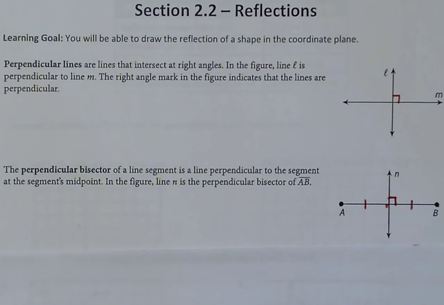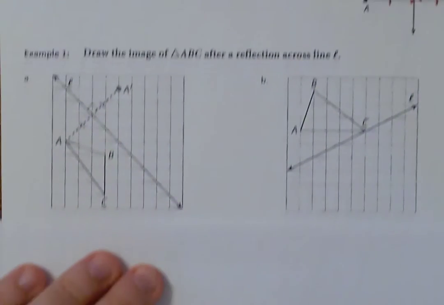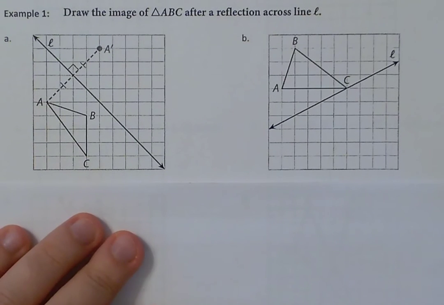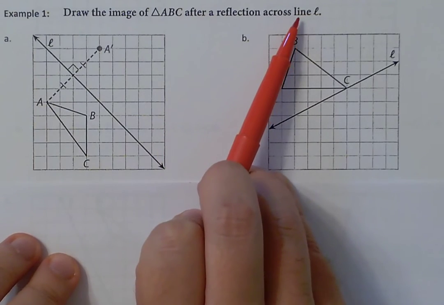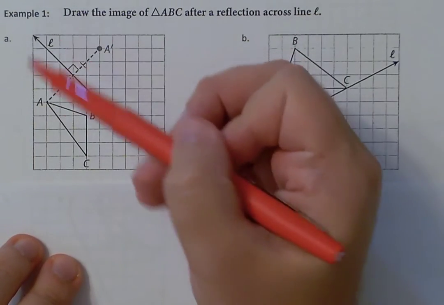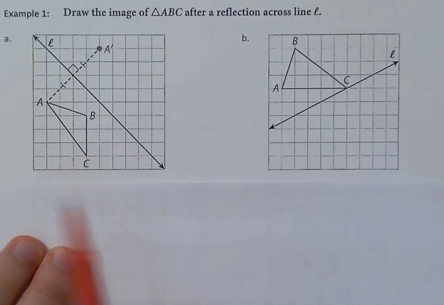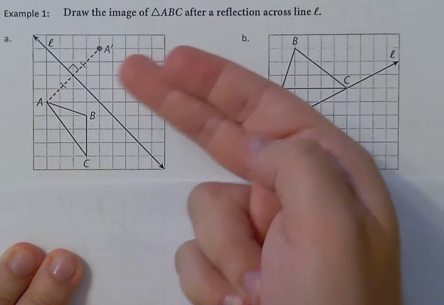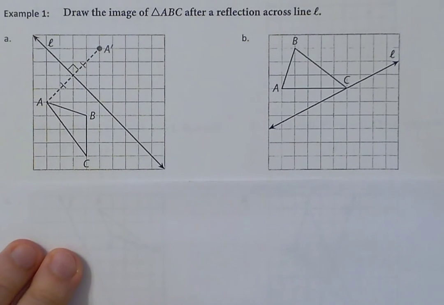So I'm going to show you briefly what that looks like with one point, and then I'm going to show you a cool trick to be able to do reflections a bit easier. So with that said, let's take a look at example 1. Alright, example 1 is going to ask us to draw the image of triangle ABC after reflection across the line L. So for each problem, they're going to give you a triangle, and then they're going to give you a line, which they want you to reflect this over, somewhere across that line. So we'll talk about how we do that.